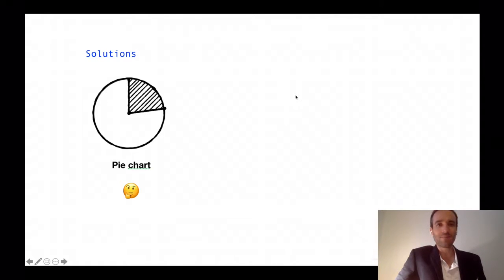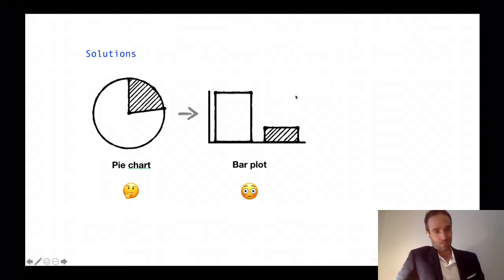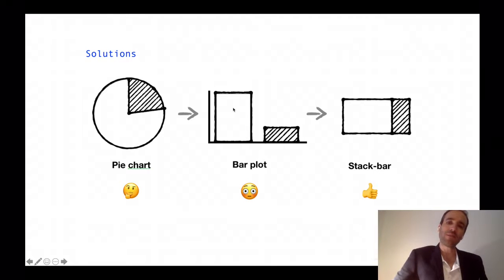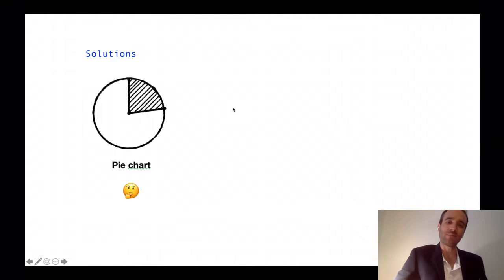But what is the problem with the pie chart? Well, let's see another alternative. Another example we could do is the bar plot, right? So this would be female and this would be male. And another example, and maybe a bit more neutral, would be the stack bar, right? So what is the problem with the bar chart, with the pie chart?